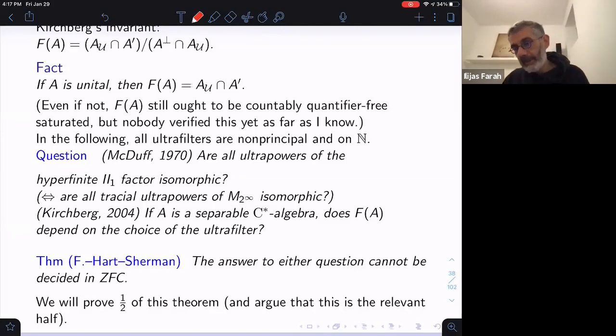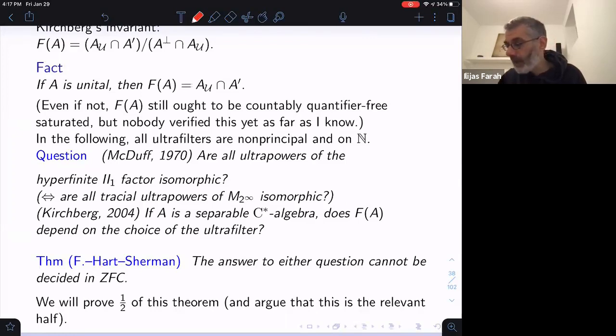And there are other models of set theory in which the answer is no. You can choose different alpha filters that give rise to non-isomorphic alpha powers or relative commutants of the same algebra. So I'm going to prove only the first half of it, which is the easiest half. It's much easier than the other theorem. I'll just prove that under some axioms, all of these alpha powers are isomorphic.